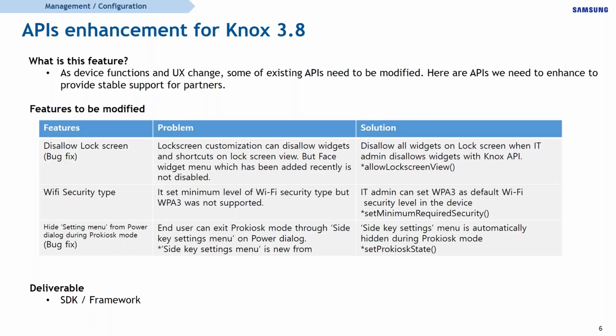The third one is about hiding the settings from the Power Dialog. While Proteus mode is enabled, the end user must not exit Proteus mode without IT admin's approval. But the side key settings menu is added on the Power Dialog screen, and the end users can move to the device settings menu through this. It was a security hole, so we made a patch in Knox 3.8. Once Proteus mode is started, the side key settings menu will be automatically disabled from the Power Dialog.